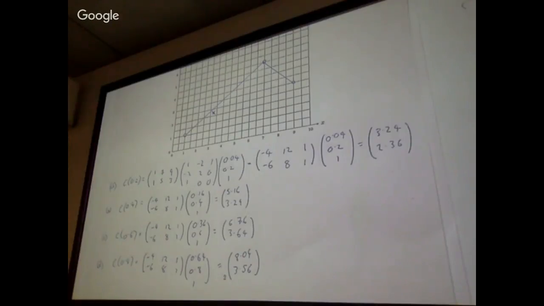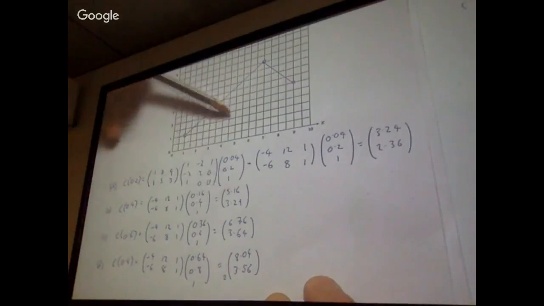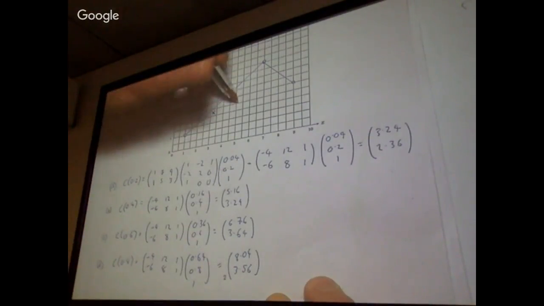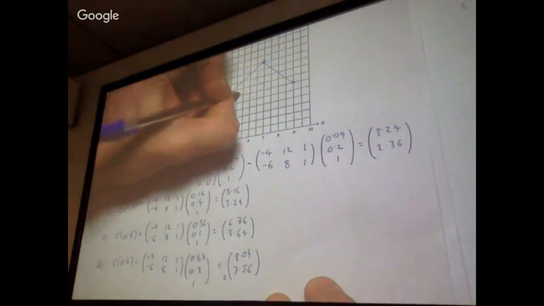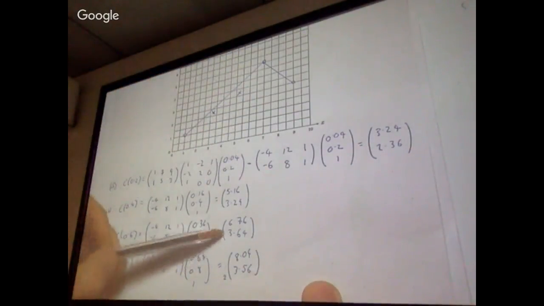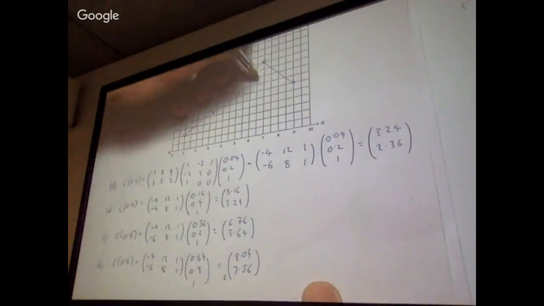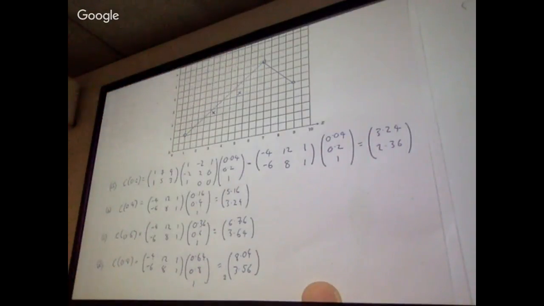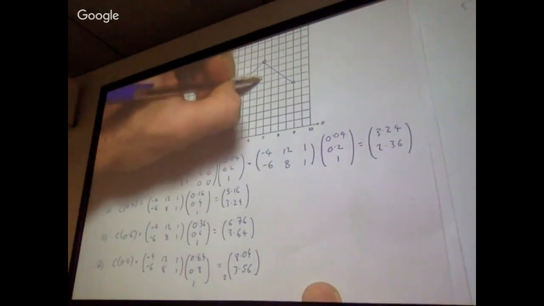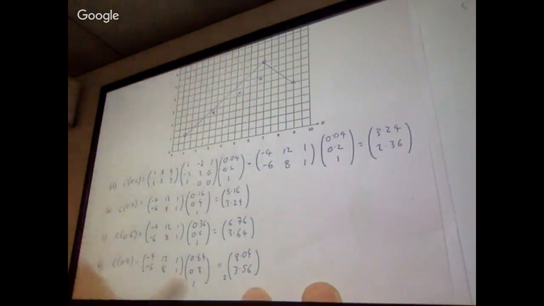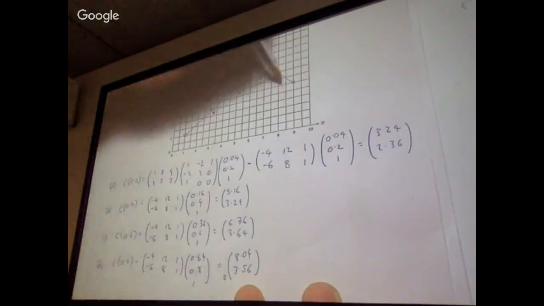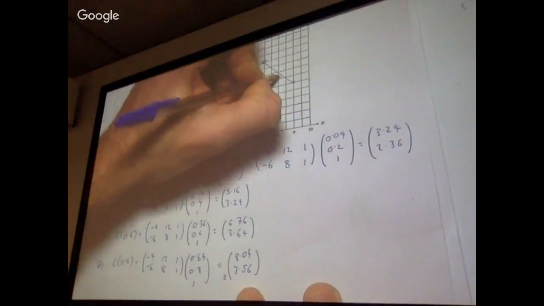So just straightforward matrix multiplication. If I mark these points on the axes, so we've got 5.16 and 3.24, so around about there. Again, I'm just not being entirely accurate. 6.76 and 3.64. Not too good at this. It's around about there. And finally, 8.04 should be about here, and 3.56 should just be about there.